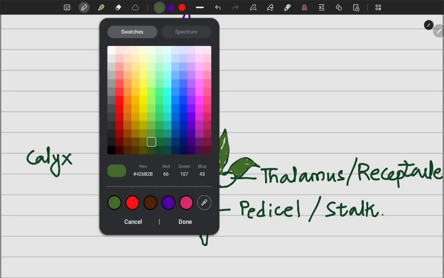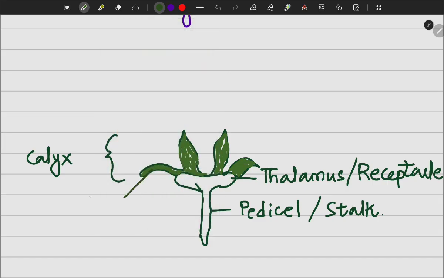And the single unit is called a sepal. So the single unit of the calyx is called a sepal, and the group of sepals together make the calyx. It is the outer whorl of the flower and helps to protect the flower when the flower is in the form of a bud.